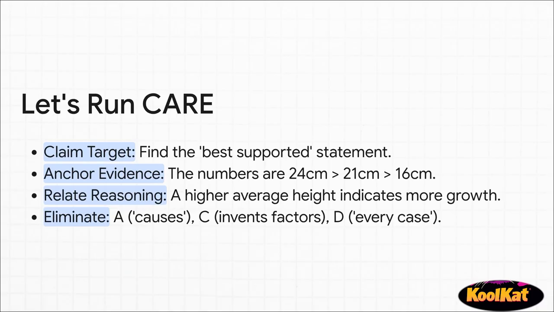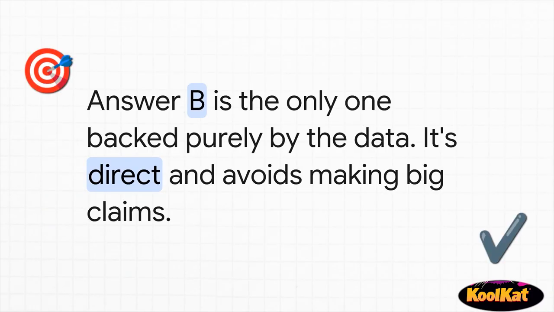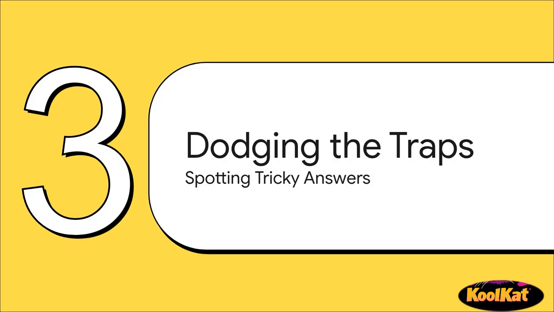And D uses the word "in every case." We only know the average, not what every single plant did. See how those just fall apart? And bam, this is the perfect example of why B is the right answer. It's the only one that sticks purely to the facts on the screen. It doesn't exaggerate, it doesn't make stuff up. Honestly, a lot of the time on the GED, the most direct and maybe even the most boring statement is the correct one. All right, so you've got the routine down.